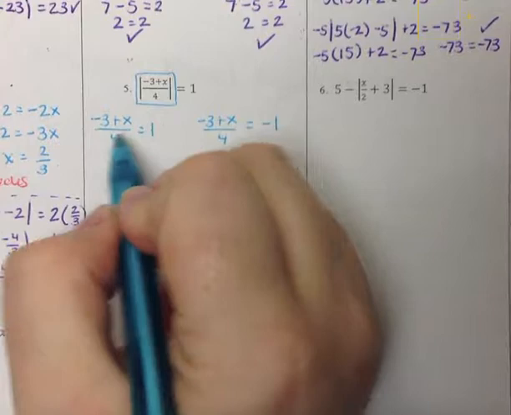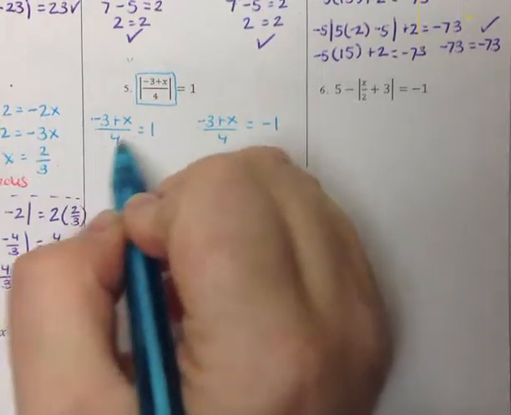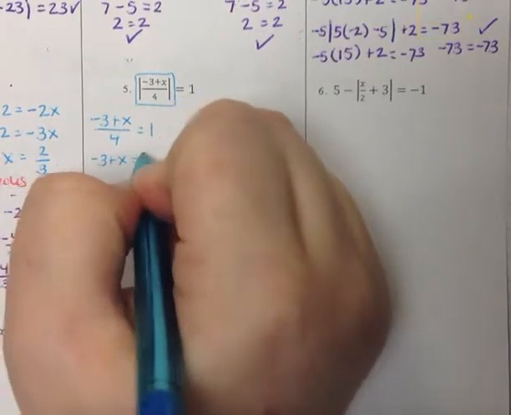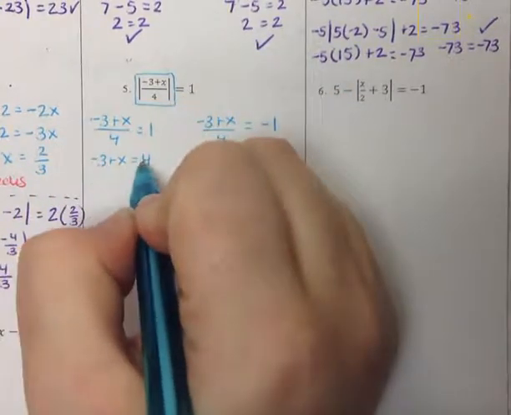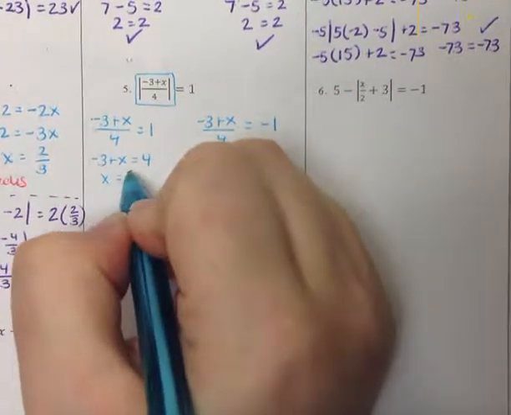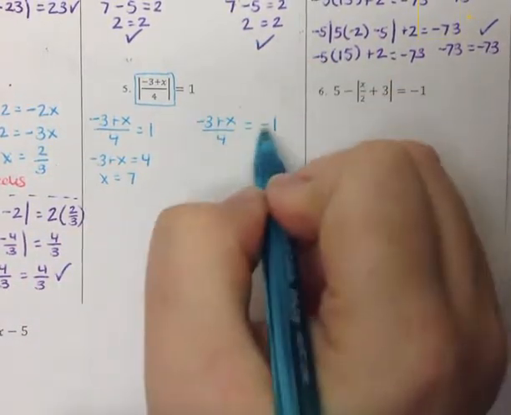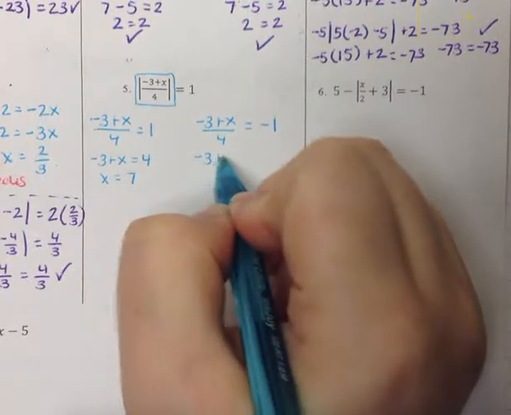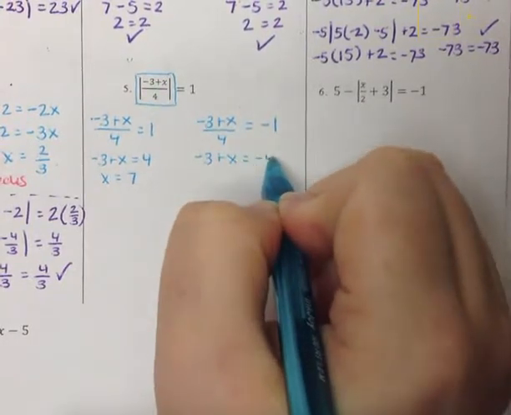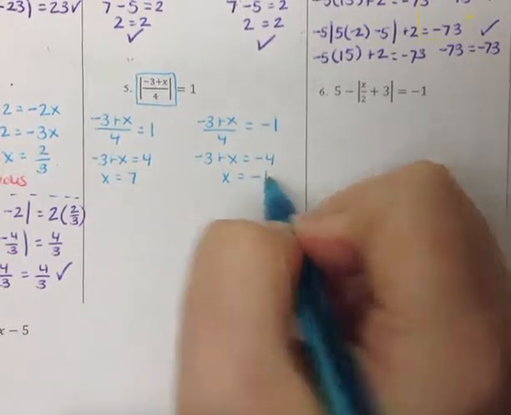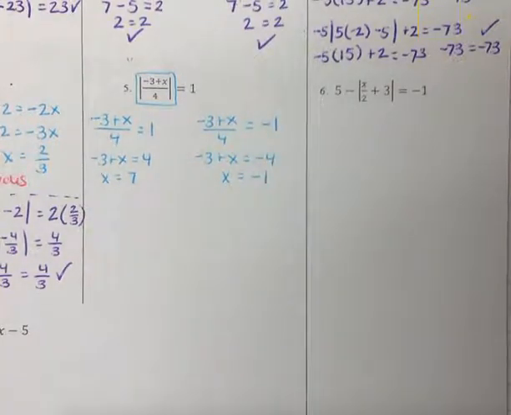I'm going to solve. I'm going to multiply by that 4 to get it off the denominator. So I have negative 3 plus x is equal to a 4. Then we're going to add the 3, so we'll have x is equal to a 7. Do the same thing over here. I'm going to multiply by that 4. So I have negative 3 plus x is equal to a negative 4. Going to add 3, so we'll have x is equal to a negative 1. Again, the check.